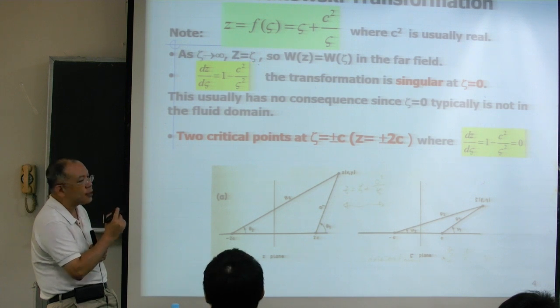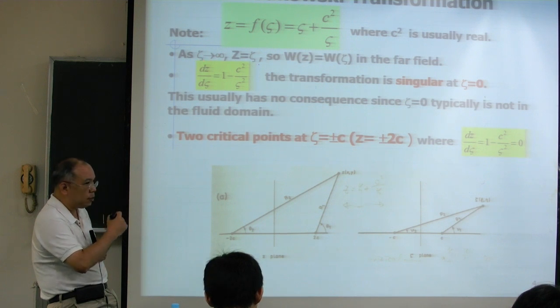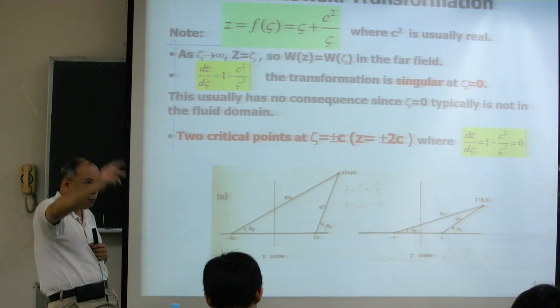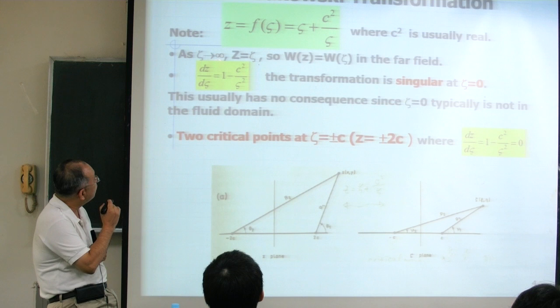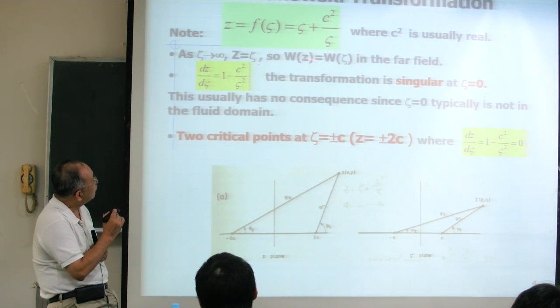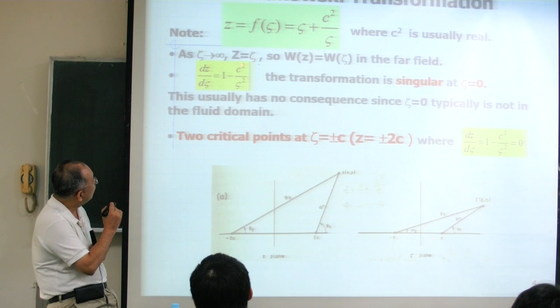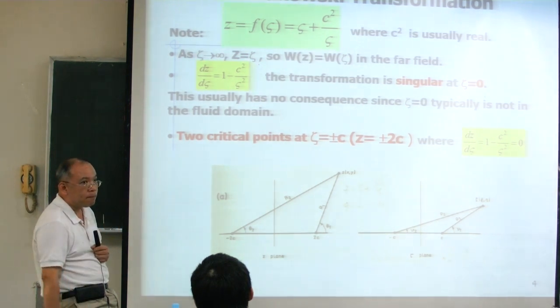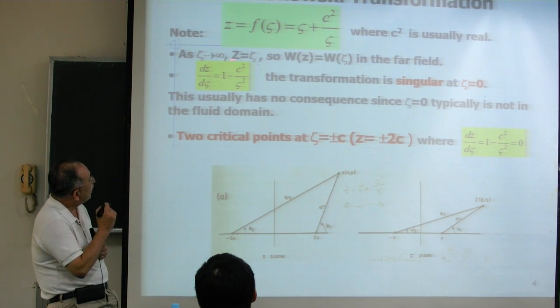What's the physical meaning of Z equal to zeta? When zeta approaches infinity, that means far away, in the far field of the flow. In the far field, the Z plane and the zeta plane make no difference, so our velocity will be exactly the same in the far field. Everything is the same because Z is equal to zeta in the far field. This is the first point we would like to make here.